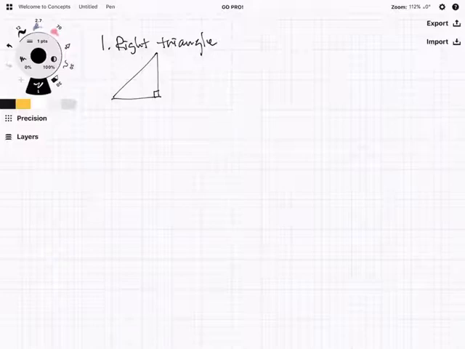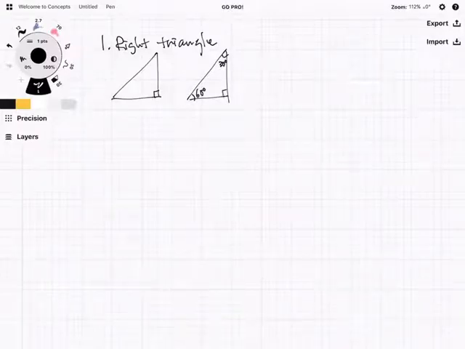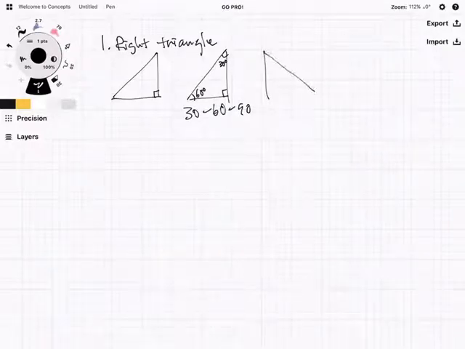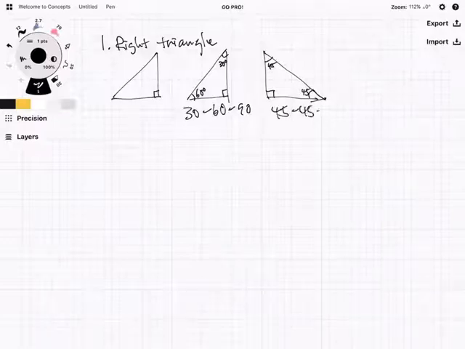In later videos, we're actually going to be talking about two special types of right triangle. One is the 30 degree, 60 degree, 90 degree right triangle, so it is called the 30, 60, 90 triangle. And we're also going to be talking about this 45, 45, 90 triangle. So that is the gist of what a right triangle is.